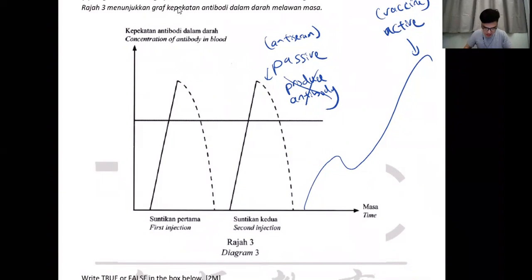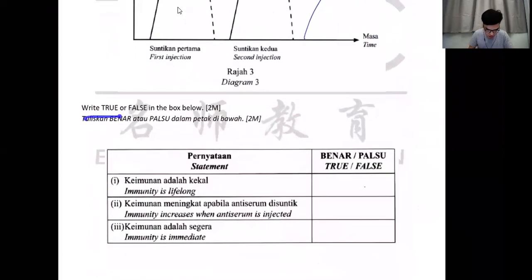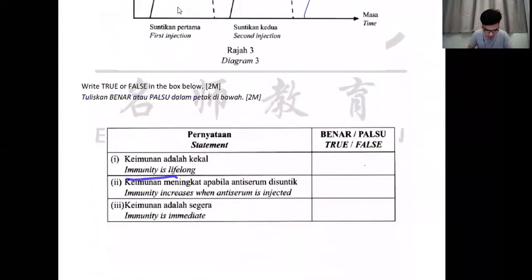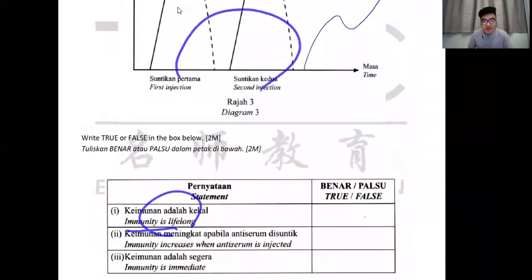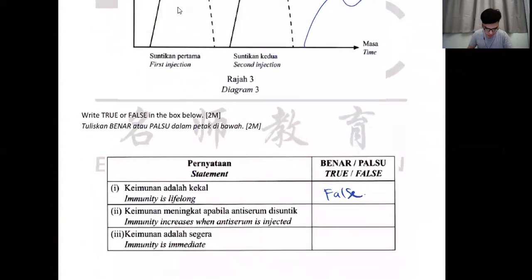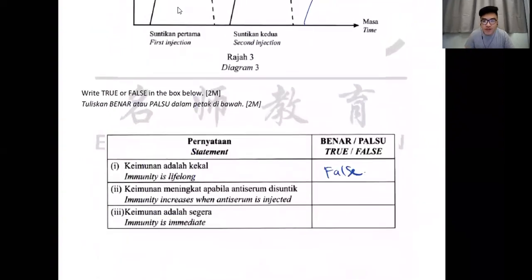Okay, so anyway, write true or false in the box below. Immunity is lifelong. Is this thing lifelong? No, this is very temporary. It might only last for a few months. After a few more months, you go and test for antibody. If there's no more, then you need to go for injection again.